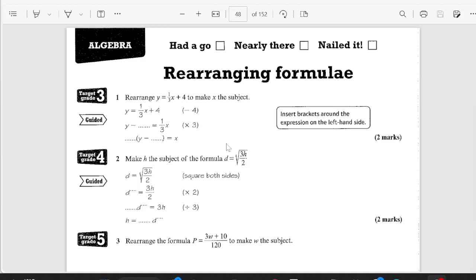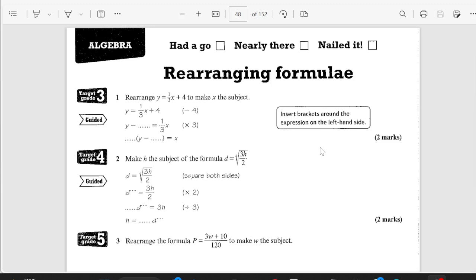Okay, so topic 46 from the higher workbook is rearranging formula. So we'll go through this. Rearrange y is equal to 1/3 x plus 4 to make x the subject. And we've got quite a bit of scaffolding for this first one. So it is saying here minus 4, and that really should say minus 4 on both sides.